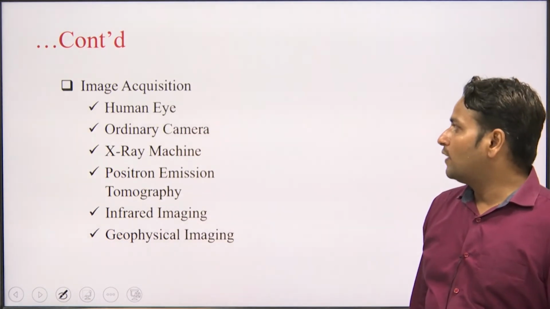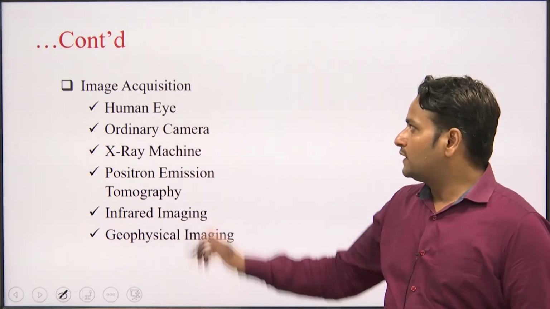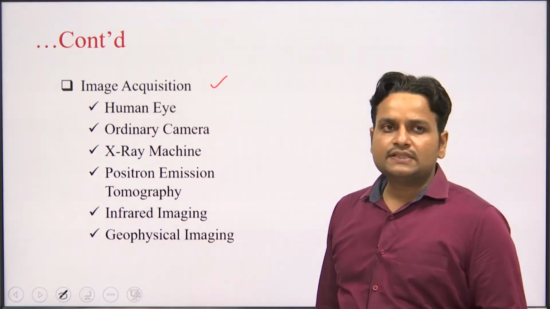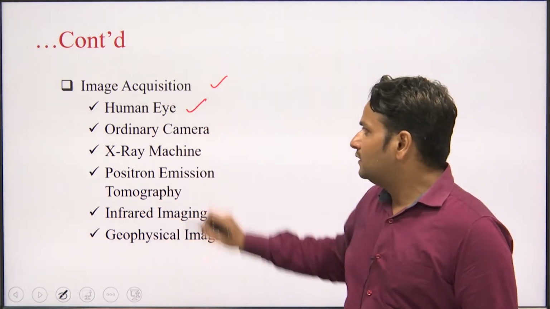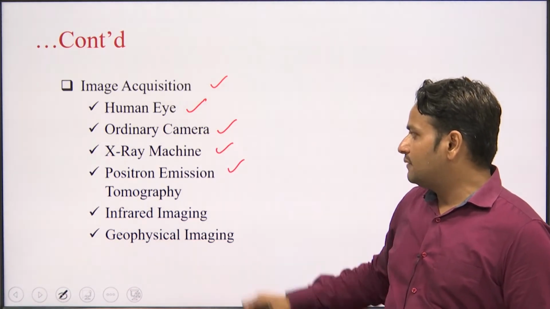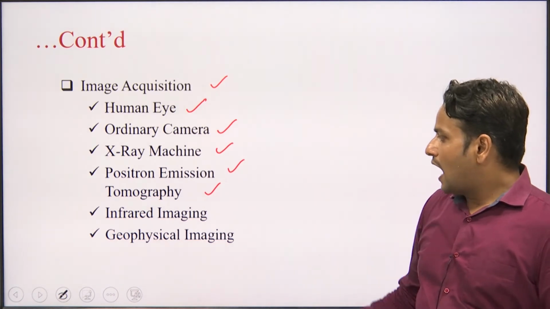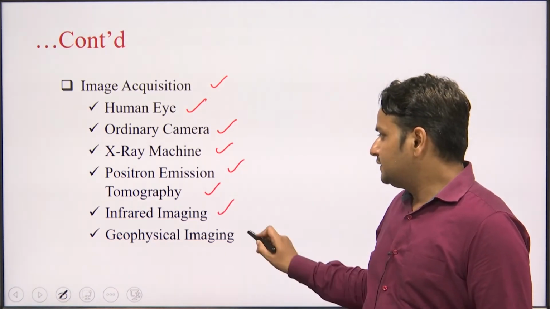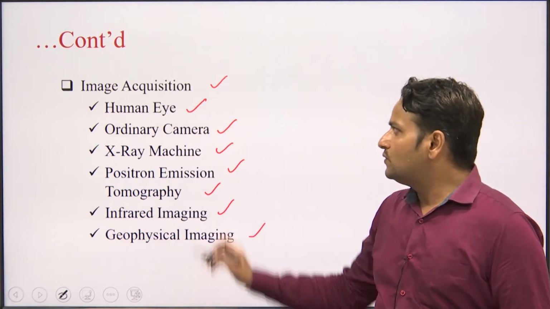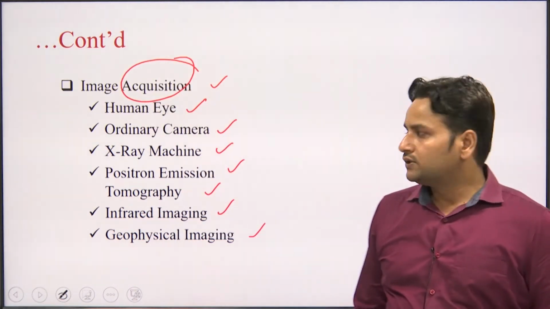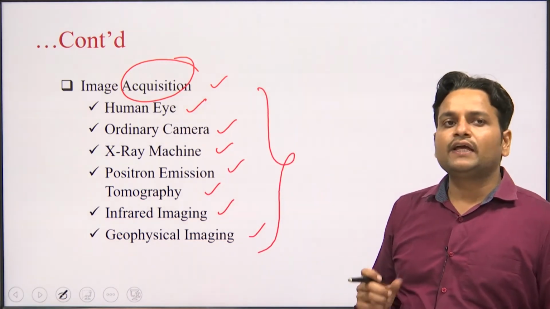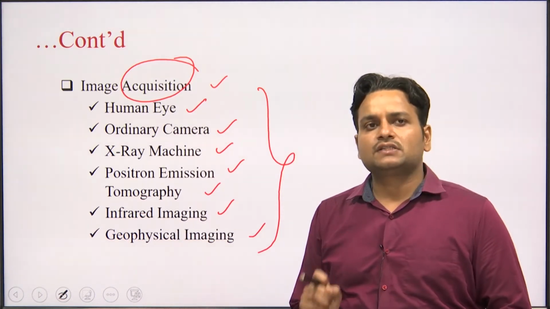Now, if we talk about these terms one by one, first of all, image acquisition. What is it? Image acquisition is done by the human eye, an ordinary camera, X-ray machine, positron emission tomography, infrared imaging, or geophysical imaging. How you can capture the image is what image acquisition tells us. These are the means by which you can capture your image at the first instant.